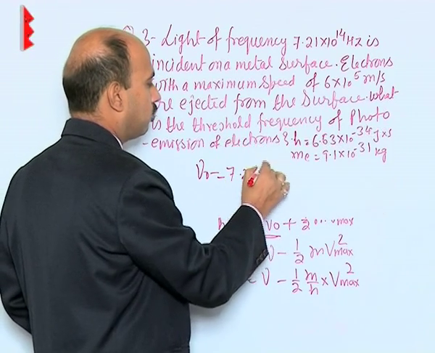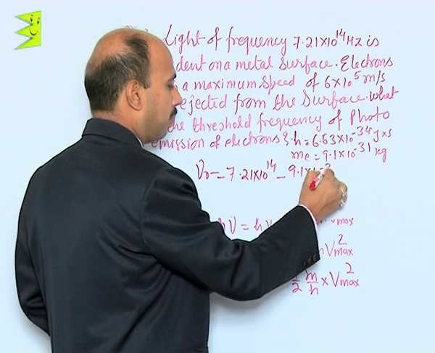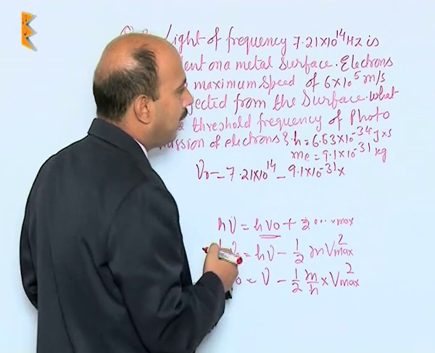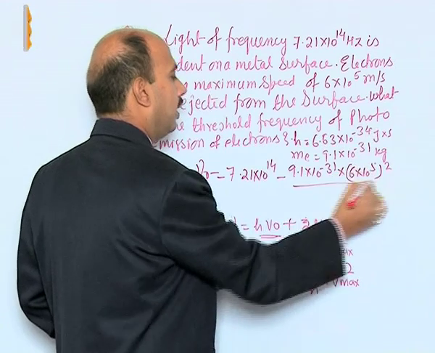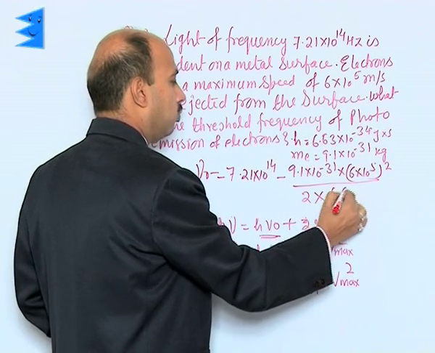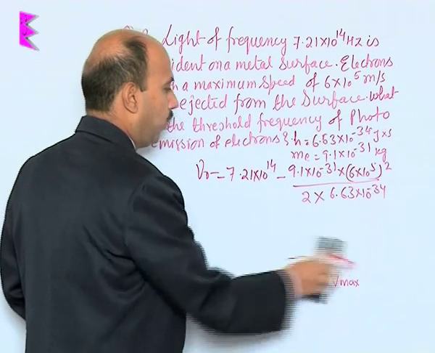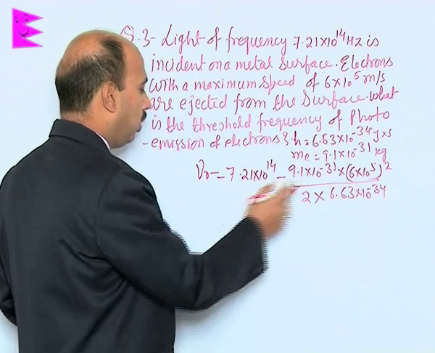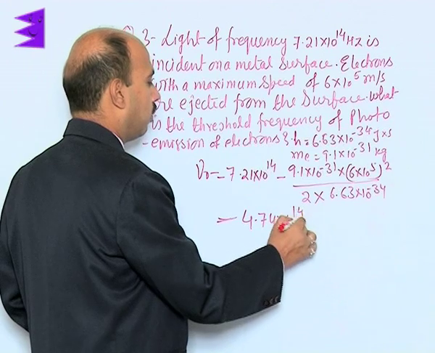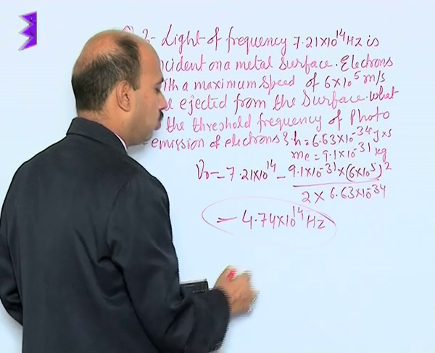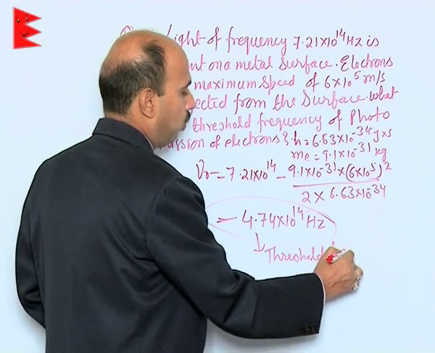7.21 × 10^14 minus m, which is 9.1 × 10^−31, into v_max, which is 6 × 10^5, that is a whole square, divided by twice of 6.63 × 10^−34. So when you solve this, on solving we will be getting 4.74 × 10^14 hertz. So that is the threshold frequency. This is known as threshold frequency.